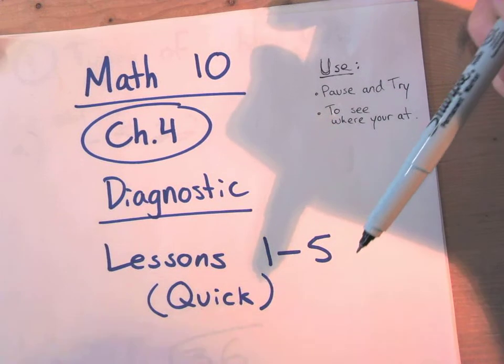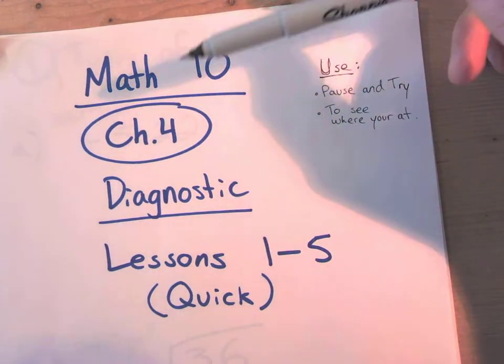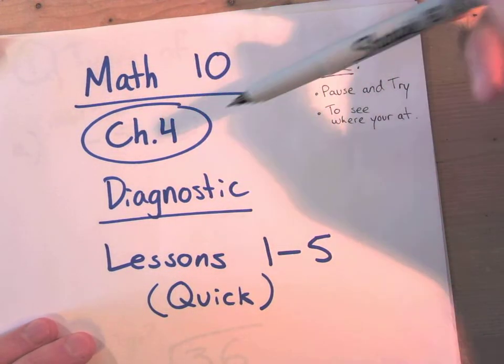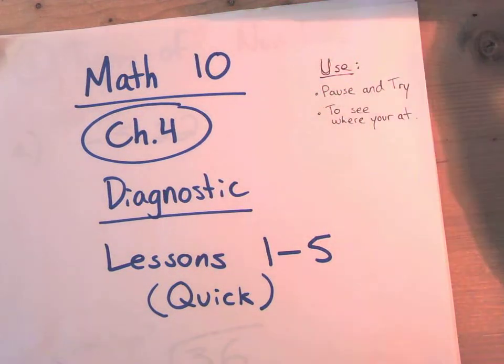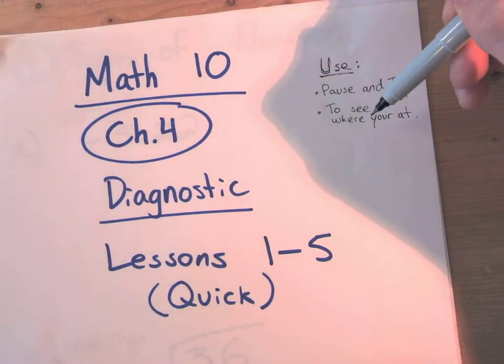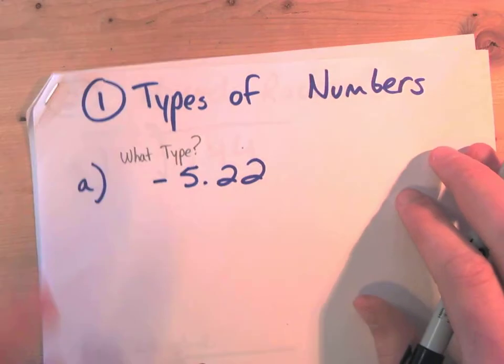through each question and kind of go through the whole unit really quickly to see the general questions and sections so you can see where you're at. Here we go. So our first lesson, we looked at types of numbers.